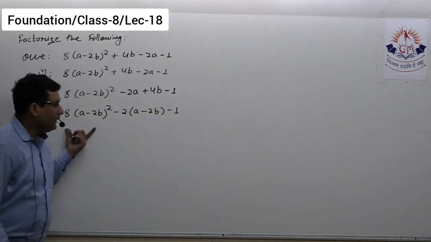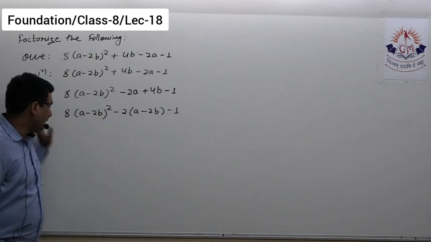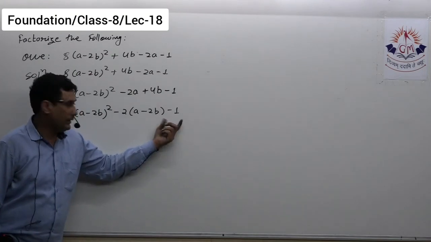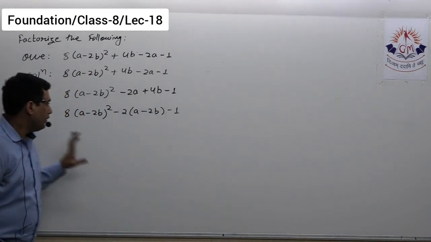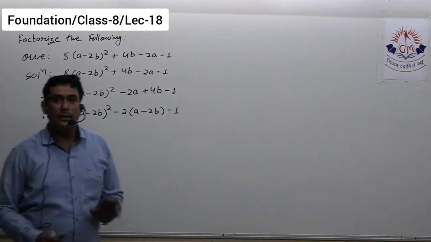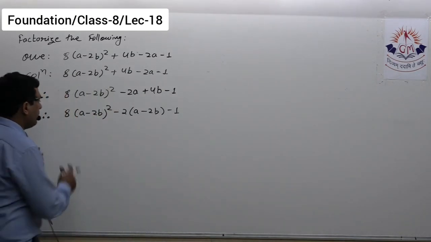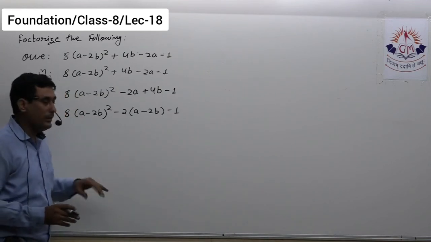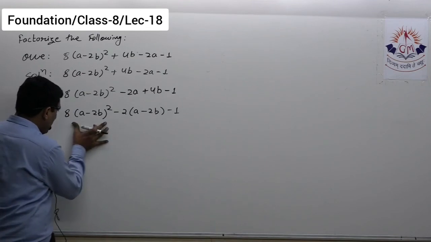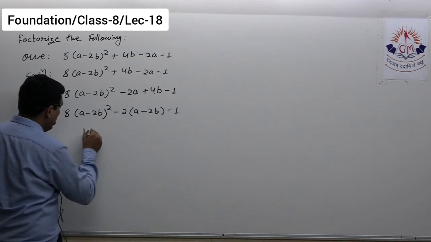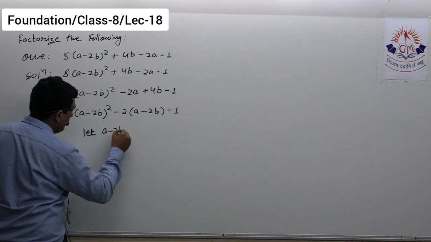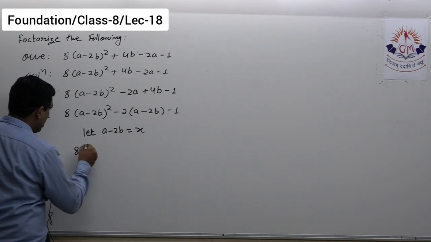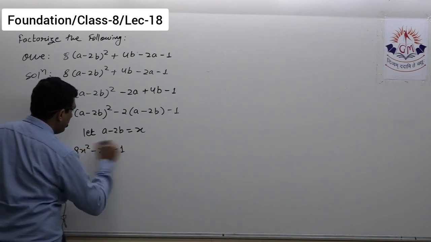Now this is not a complete square, otherwise we could try the identity of a square minus 2ab. Also this is not positive, it is a square but it is not positive. So definitely we are not going to get a minus b whole square or a plus b whole square. So we have to apply the method of splitting the middle term. Before I proceed, to make it simpler, let a minus 2b be equal to x. Therefore here I can write 8x square minus 2x minus 1.